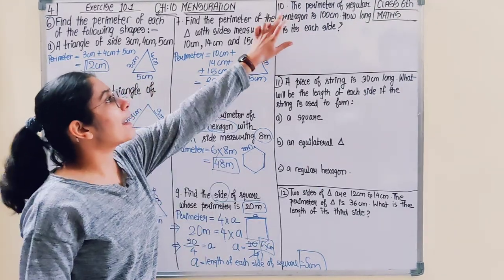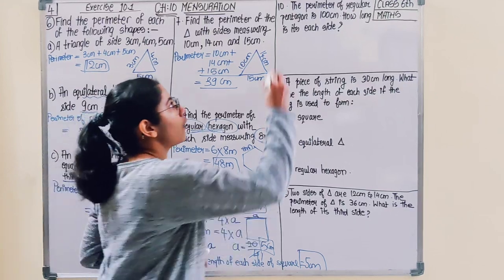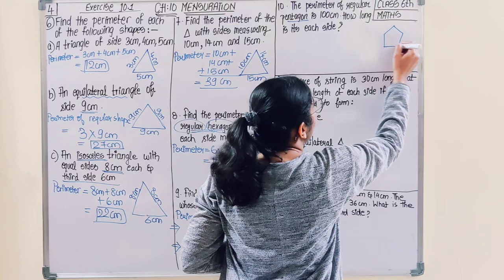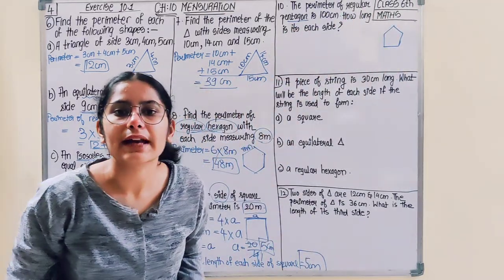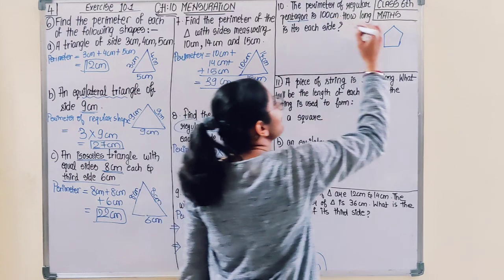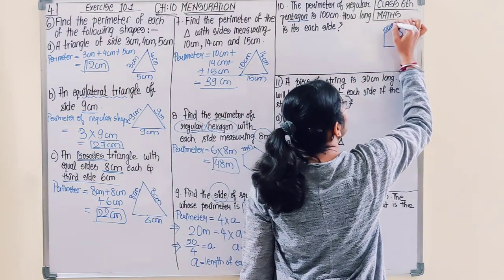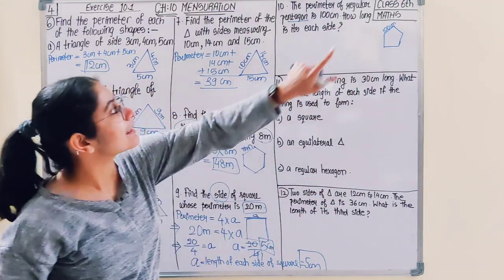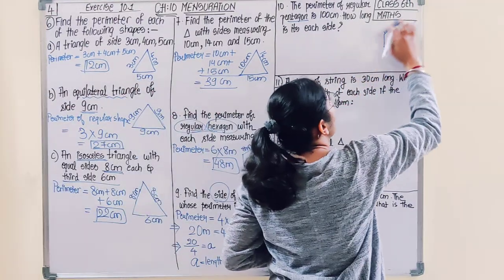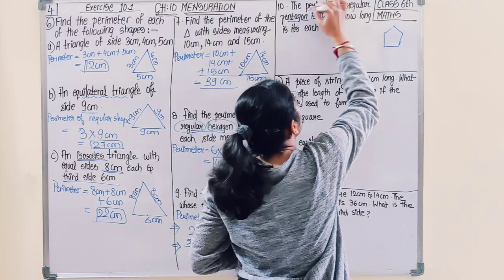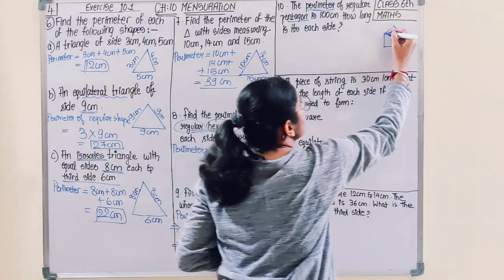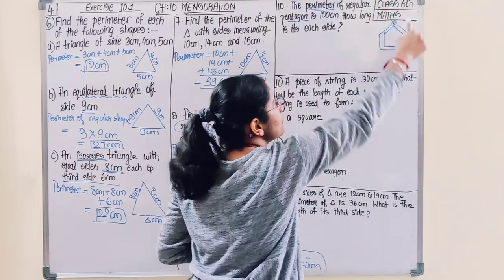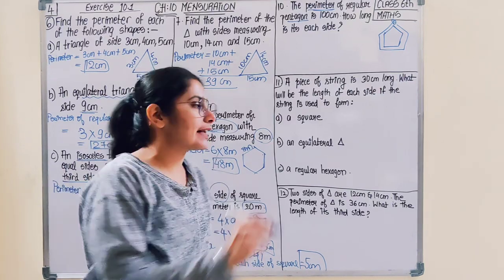Moving down to next, the perimeter of regular pentagon. Regular pentagon means all the five sides of this particular pentagon are equal. Here they have given that the perimeter of this, the total distance, is 100 centimeter.